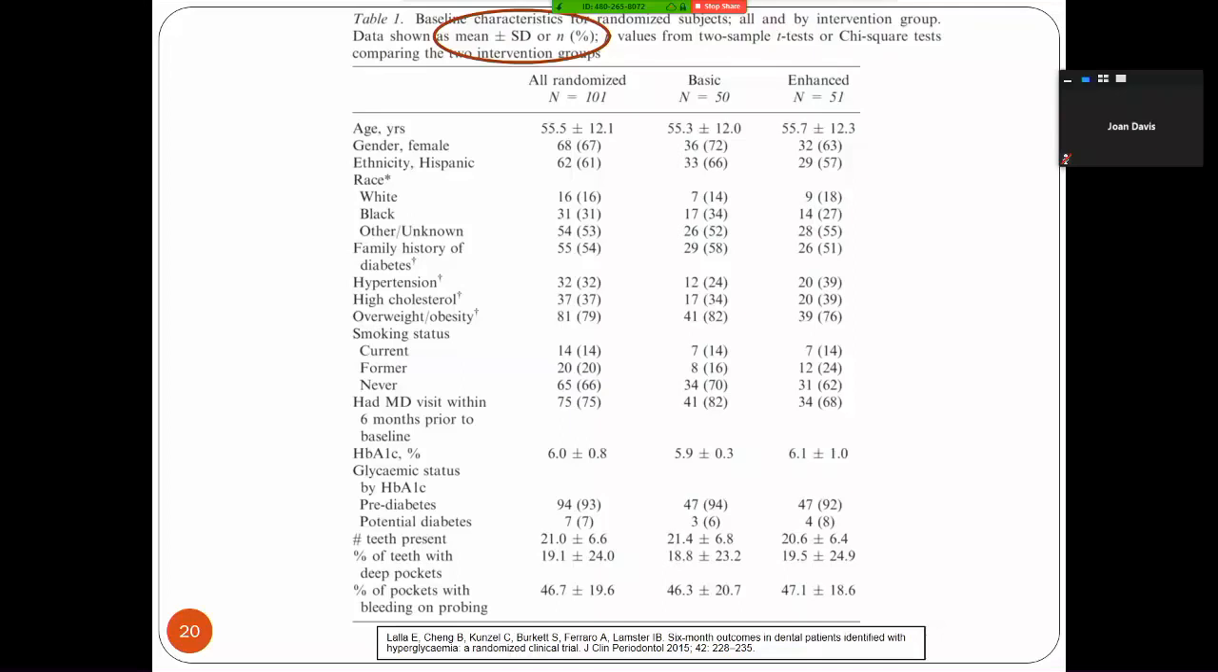So you see they had two arms here, two groups. One was called basic and one was called enhanced. That was the intervention they were testing to see if they could get these patients who tested high on hemoglobin to go see their primary care doctor. Of what use is the information in these two columns? We can get a sense of their representativeness from right here, but why did they break this out into two columns?